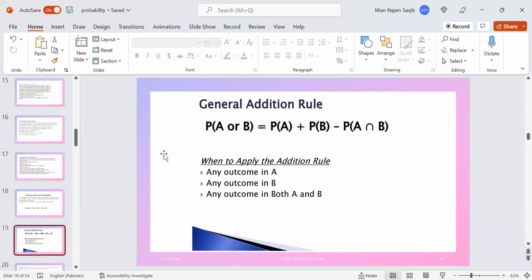And when do we apply the addition rule? When we need to find out any outcome in A, any outcome in B, or any outcome in both A and B.